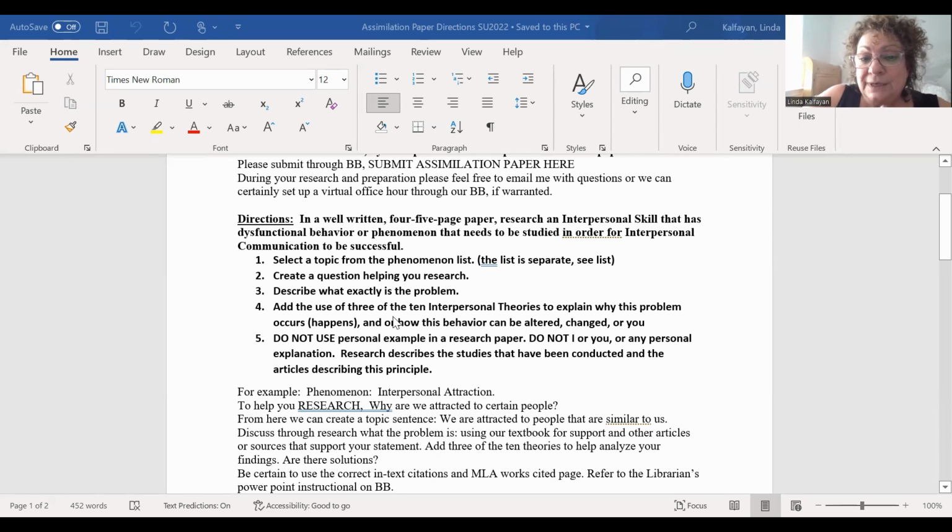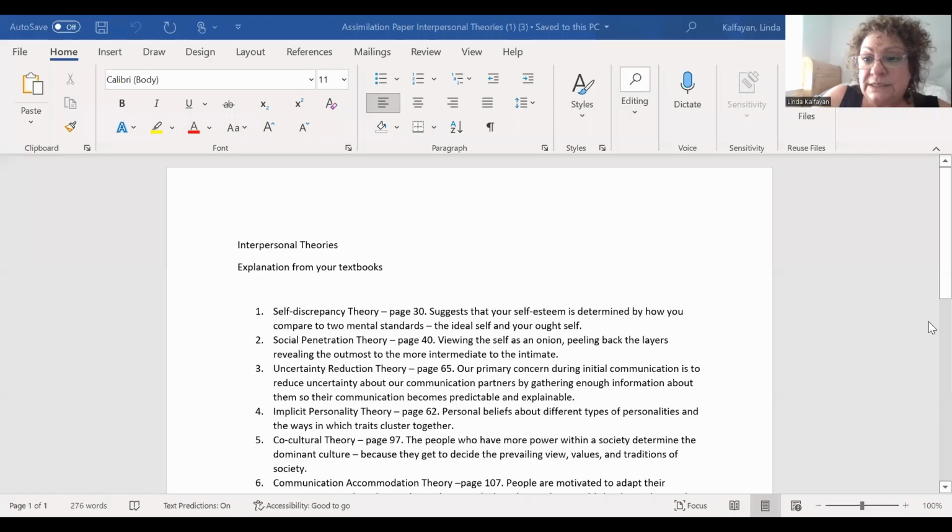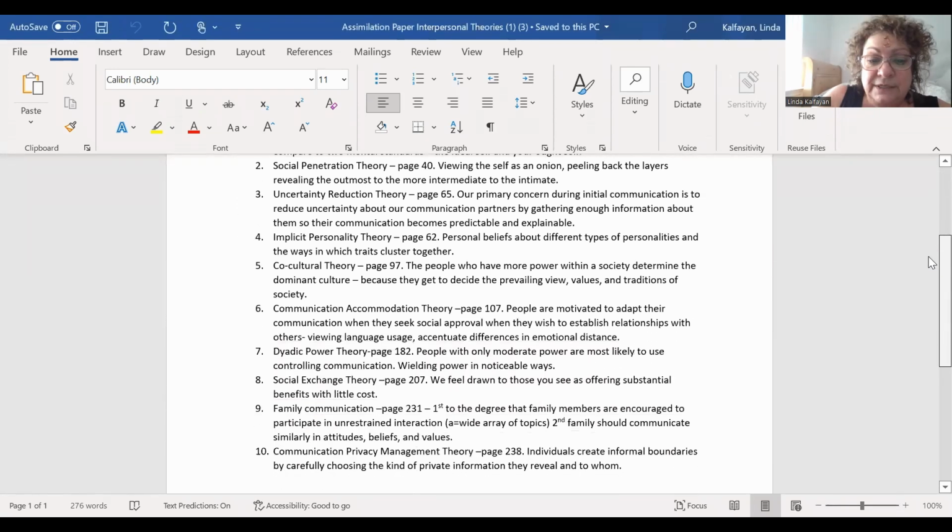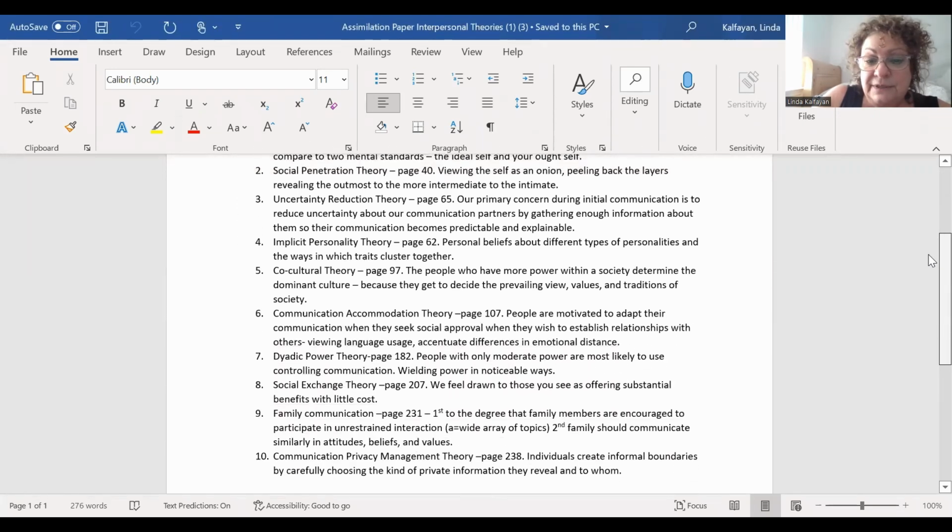Now, what you're going to do is, your book was based on 10 interpersonal theories, and I'm just going to share those theories quickly with you. Again, these are all on your page. Some of them we didn't get tested on because you may not have picked one of the chapters that discuss family communication. So you're not going to understand the family communication theory. You won't understand the communication privacy management theory if you didn't select that chapter. So you may have to go back and review or read those.